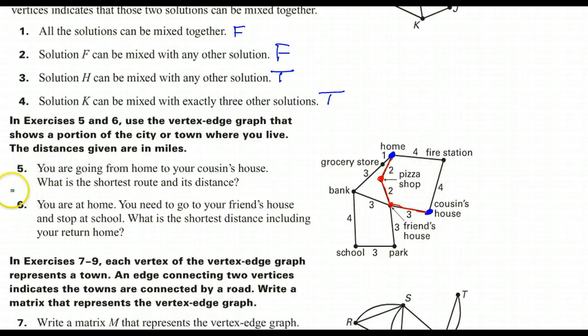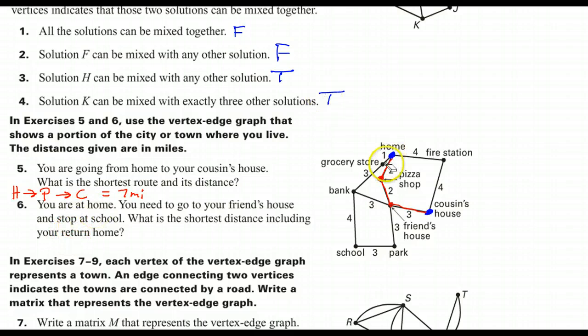Okay, so the shortest route is from home to the pizza shop to the cousin's house, and that's going to give us 7 miles. Alright, so that's 7 miles. And then for number 6, you're at home. You need to go to your friend's house and stop at school. What is the shortest distance, including your return home?